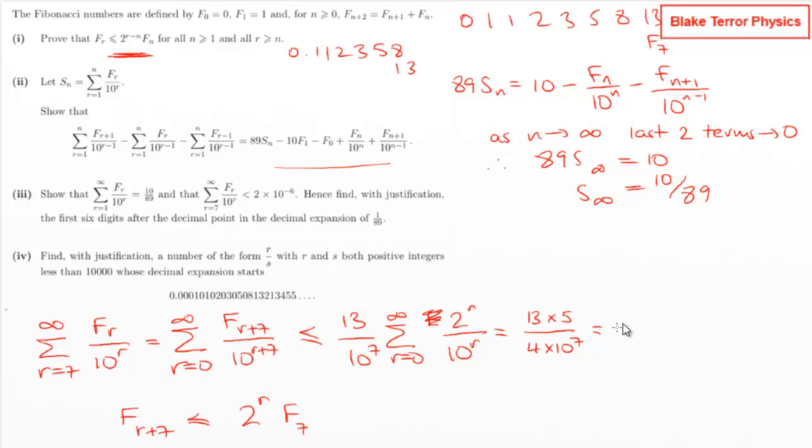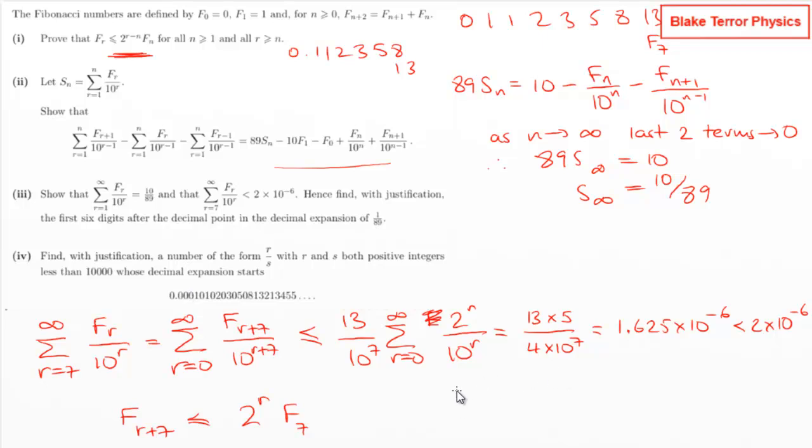And well, I just want to drop that down. So let's say it's 1.625 times 10 to the minus 6, which is less than 2 times 10 to the minus 6, which is exactly what I wanted. Right, hence find with justification the first 6 digits after the decimal point in the decimal expansion of 1 over 89, not 10 over 89.